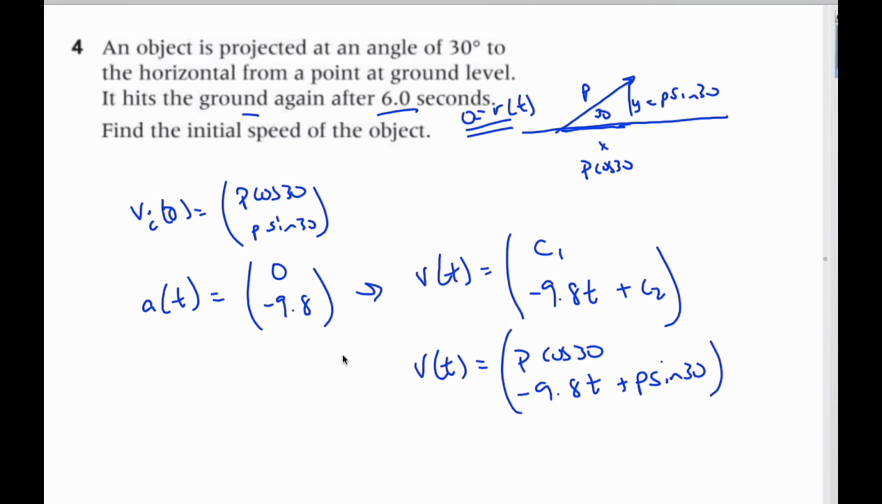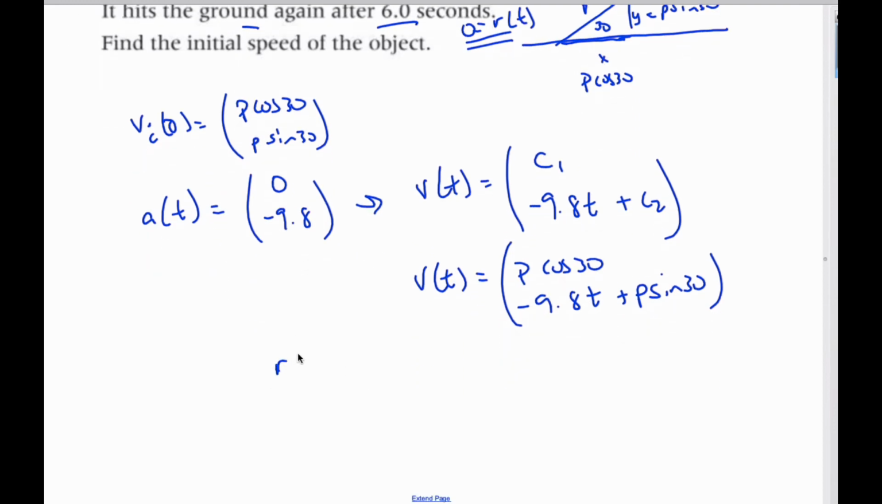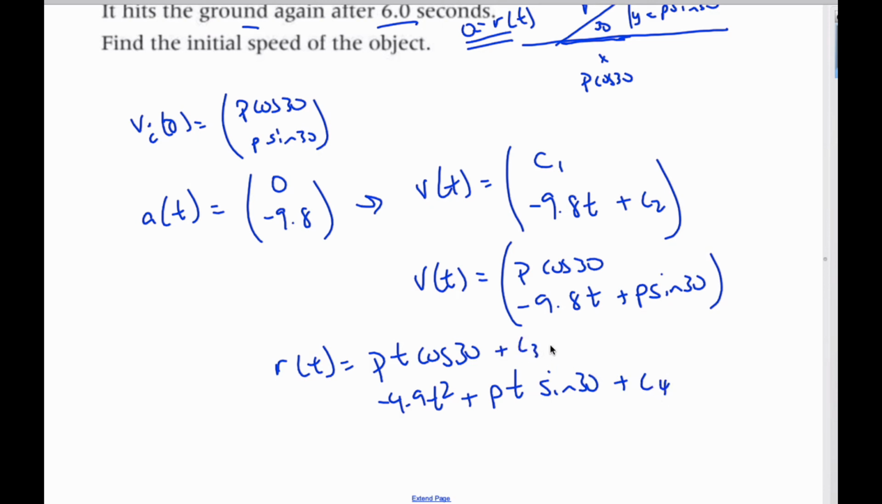Then going further, because I know when it hits the ground that's displacement, I'm going to find my displacement vector. When I integrate this, I get pt cosine of 30, and negative 4.9t squared plus pt sine of 30, plus a constant c4, we'll call it, and a constant c3. Here is my x, my y value. I've done this integration many times.